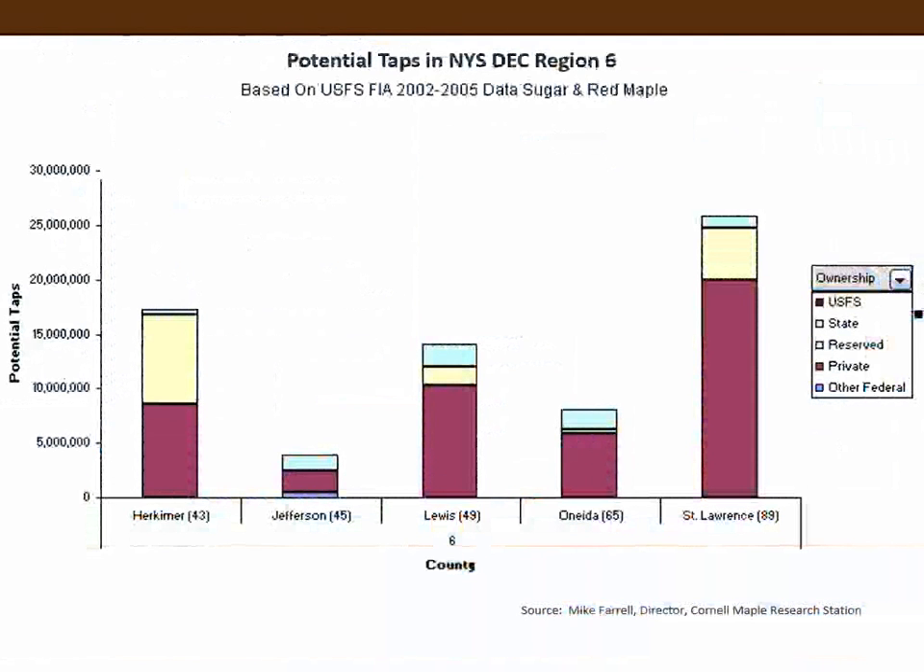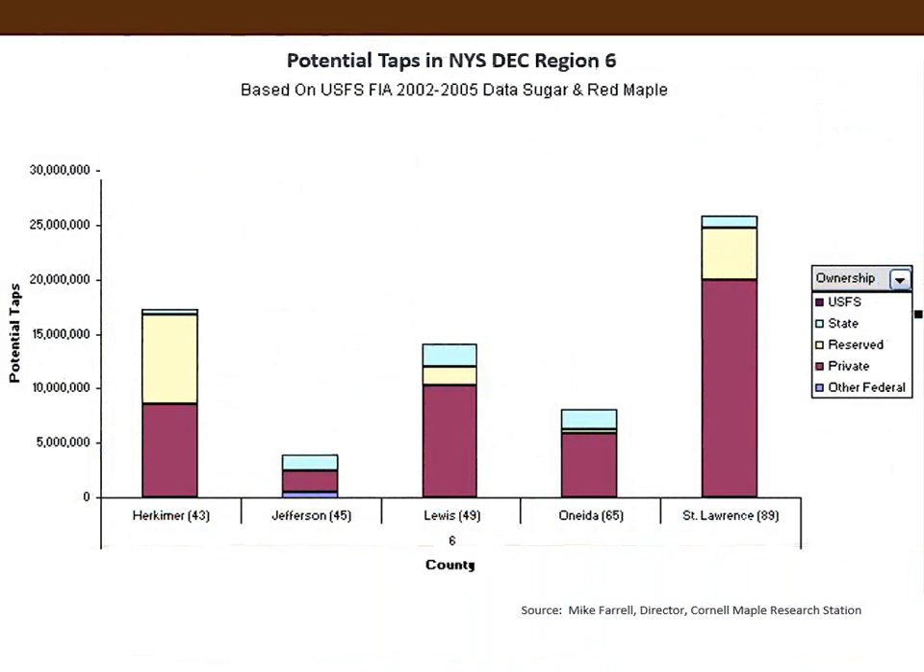And if we look at how much of that maple we're actually utilizing, this figure is looking at potential taps in our region of the state. And so you see on the y-axis is the potential number of taps. And in St. Lawrence County, we're at over 25 million untapped trees. And then the colors on each bar tell us about where those trees are located: on private land or reserve land or state land. So you can see private land in St. Lawrence County is full of untapped potential for maple production.